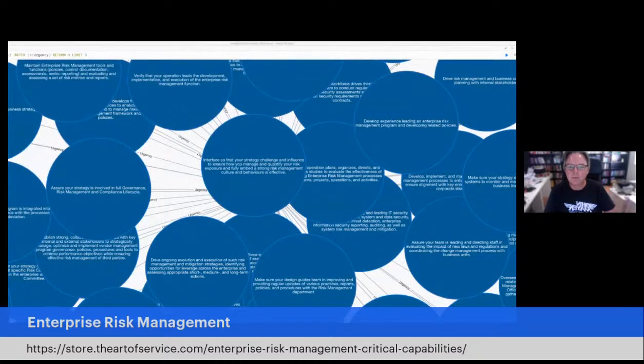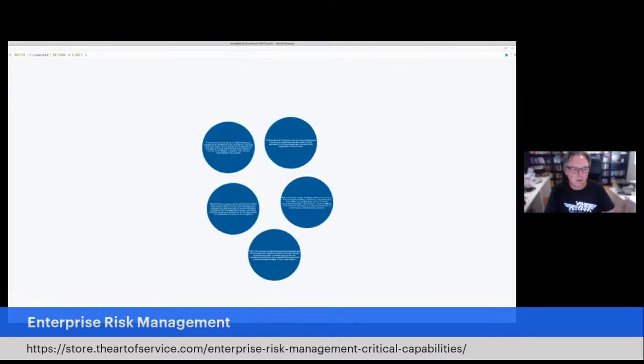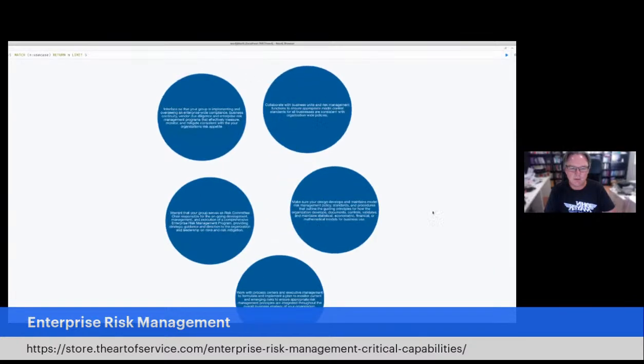Now let's find out what the 5 highest urgent and prioritized criteria are for enterprise risk management. You see here that I only picked the top 5, which means that we'll also get to see the very first one that we've seen somewhere.